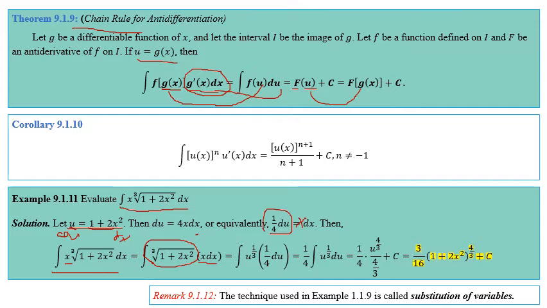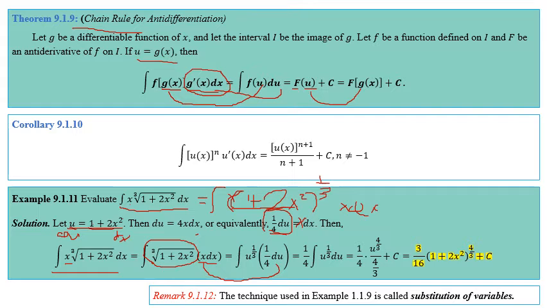Let u be 1 plus 2x squared, so the cube root becomes u to the power of 1/3, times x dx, which we replace with 1/4 du.